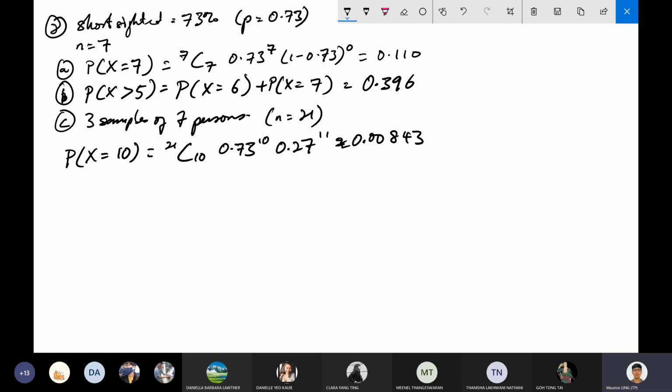Okay. Question D. What is the minimum number so that at least 99% you pick one person who is short-sighted? Okay, so this is a bit tricky. Now you need to find out what is n. So you want to find out, to pick one person who is short-sighted is more than 99% chance.